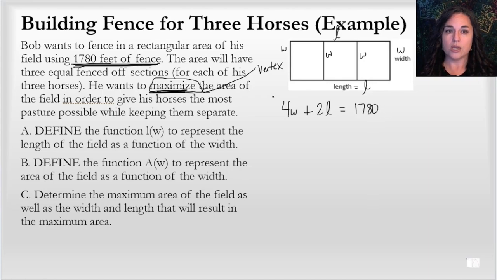Like I said, if I have 2 unknowns, I'm going to have 2 equations, and this is one relationship I'm given in the problem. The other relationship is the area, which is length times width. We know it has to be length times width. Let's read the problem down here.